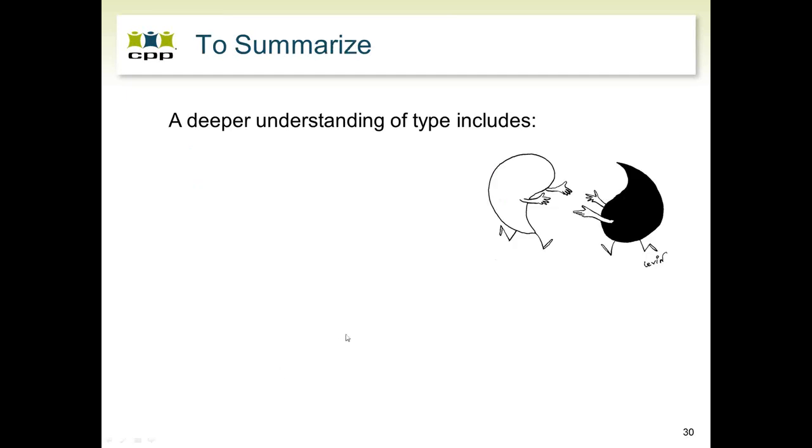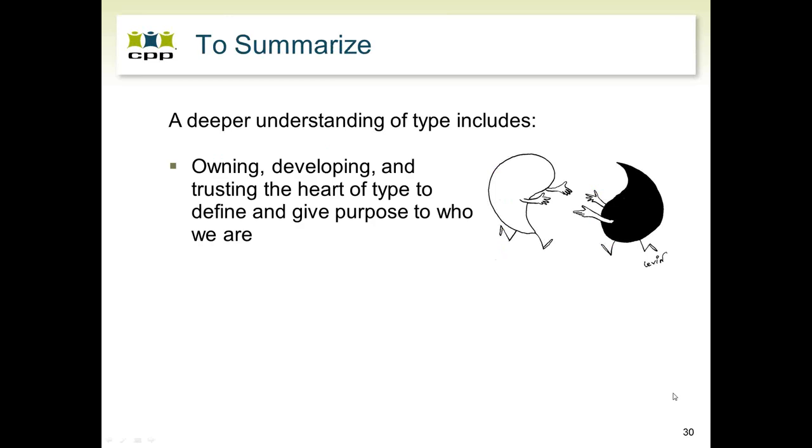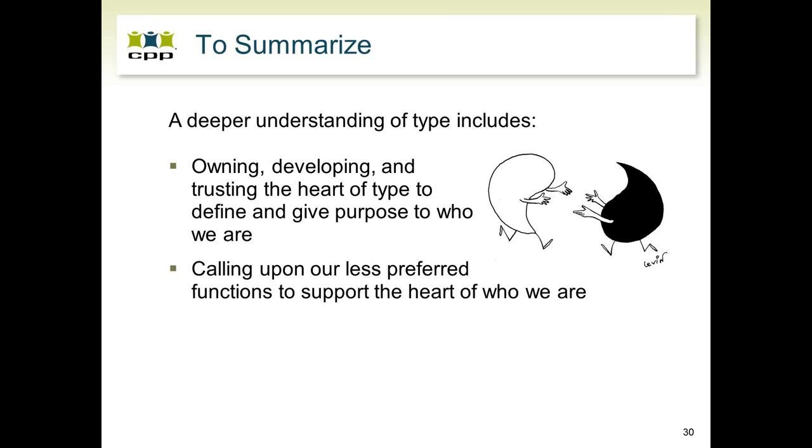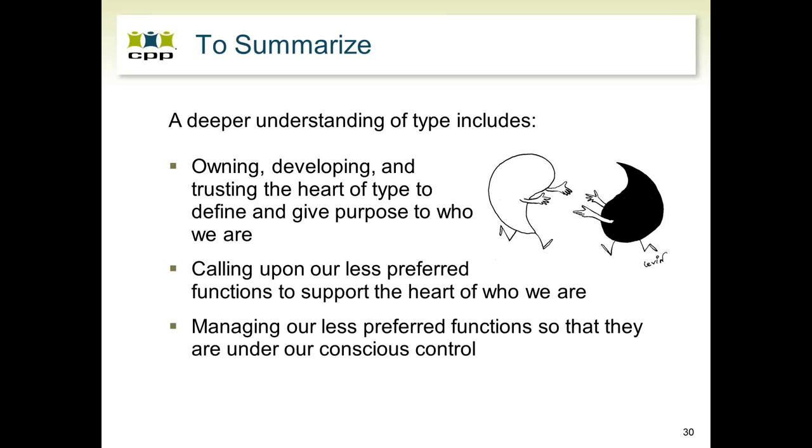And a deeper understanding of all of this, a deeper understanding of type, includes owning, developing, and trusting the heart of our type first, because that's what defines and gives purpose to who we are. So having those middle 2 letters and knowing what they are and owning that that's who we are with all of the challenges and pitfalls that go with them. And then calling upon our less preferred functions to support the heart of who we are, and managing our less preferred functions so that they're under our conscious control. This is the deeper understanding that takes us beyond just a static, I'm an ISTJ, therefore I like numbers.